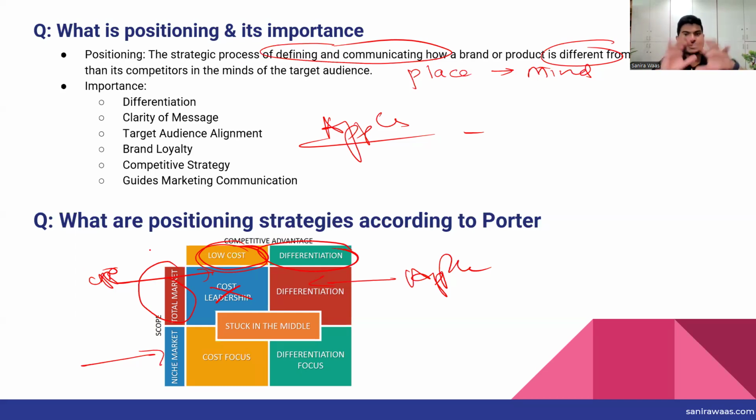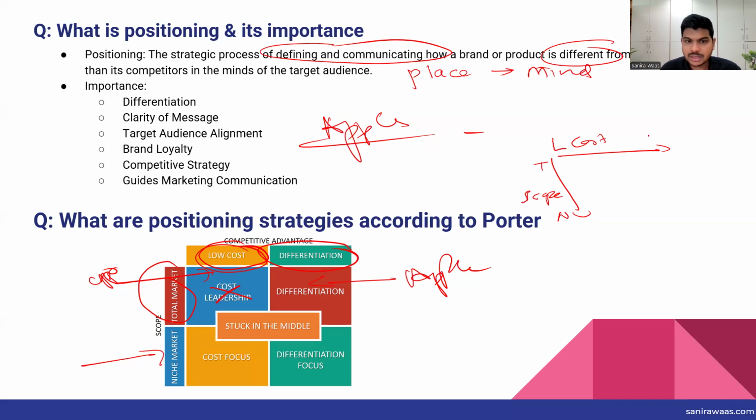That is mainly what the positioning strategy is. This can be asked in the exam, so what do you need to remember? You need to understand how to draw this. How do you draw it? You have two axes: the cost axis and the market axis, the scope. Then you have the total market and the niche.